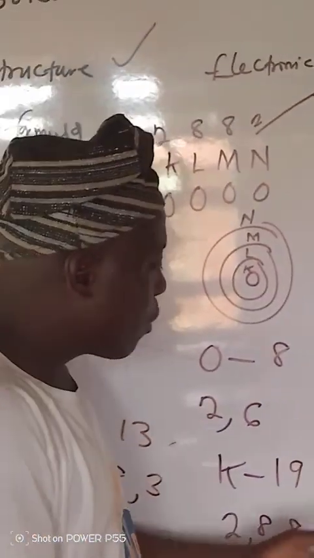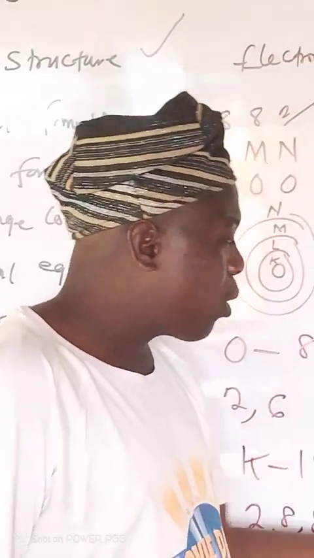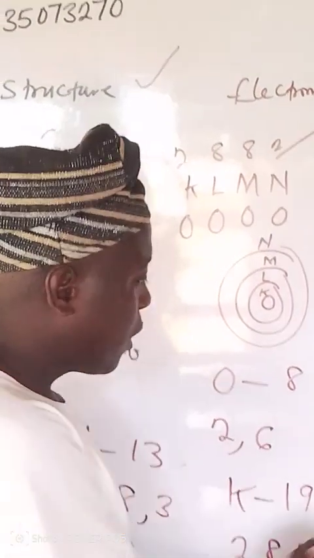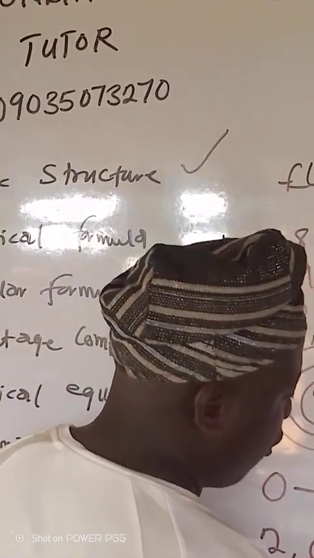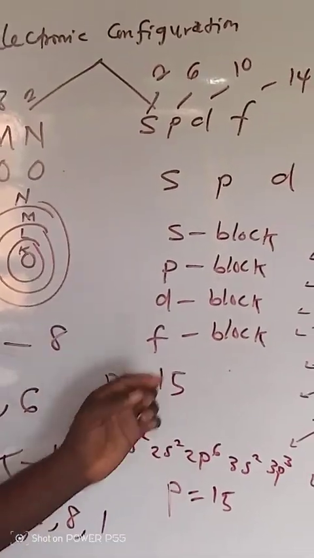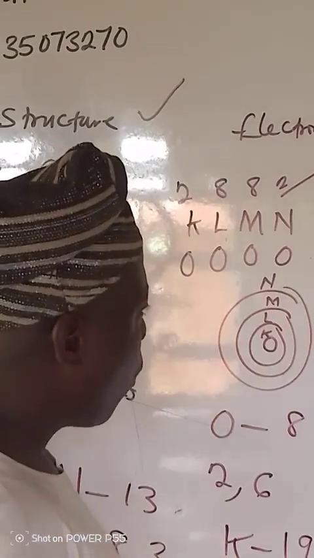You can come across something like this in your JAMB exam, where they will ask you that this electronic configuration represents what element? It represents phosphorus, because the atomic number of phosphorus is 15. Then if you count the number we have here, it's also 15. Now, another question. Let's look at another question.